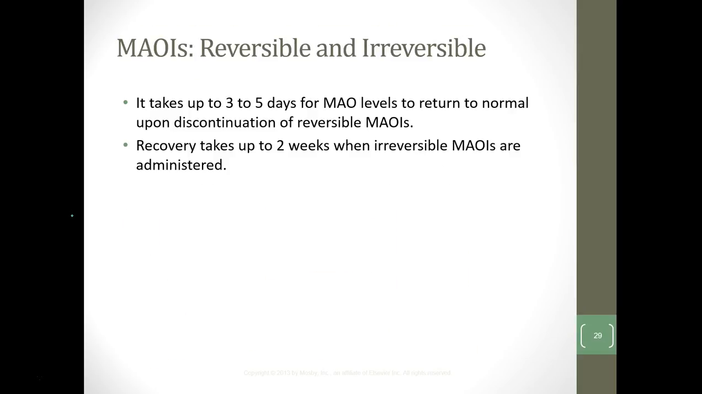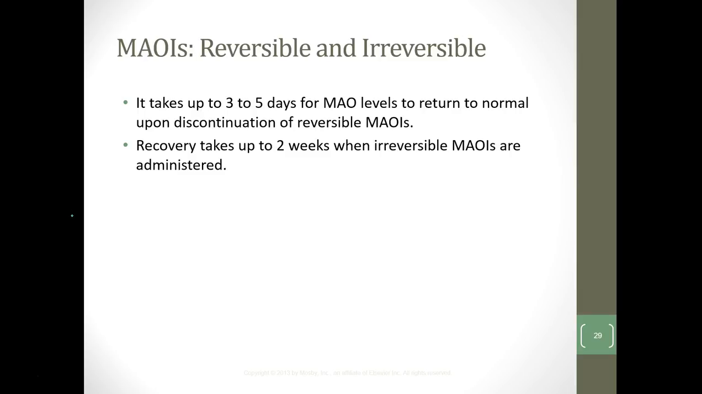Now, MAOIs could be reversible or irreversible. It takes 3 to 5 days for MAO levels to reach normal after we stop the MAOIs. So that can take a little time. The elimination of the drug is very slow. They have very long half-lives. Recovery can take up to 2 weeks when irreversible MAOIs are administered. So the irreversibles stay there longer, and that means that they're going to have more potential for interactions with other drugs.